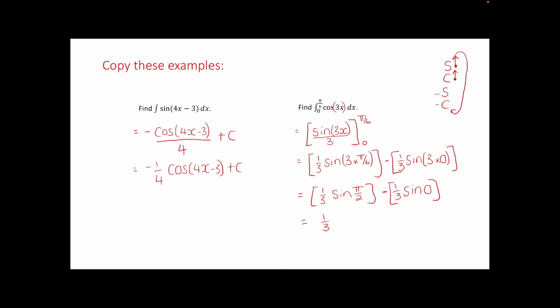So if you're familiar with your radians, you can use your exact values using your radians, or I prefer to do it using degrees. So pi over 2 is 180 over 2, which gives me 90. Sine of 90, thinking about my graphs, it's up at 1. Minus sine of 0 is just 0. So we're taking away 0. So we've got 1/3 times 1, which is just 1/3.